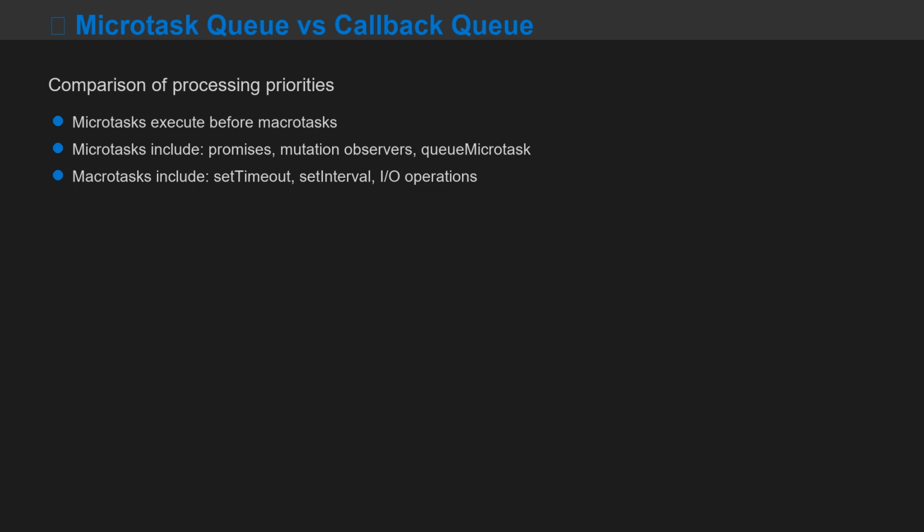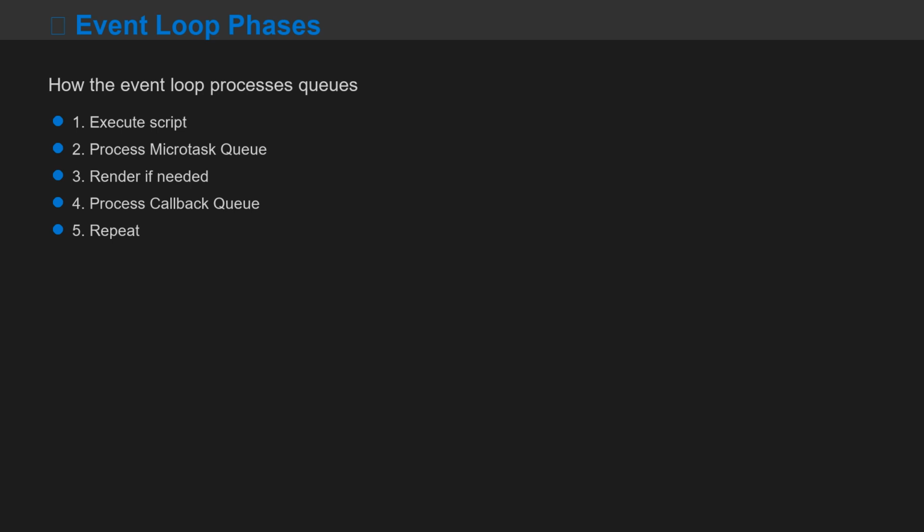Now let's compare Microtask Queue with callback queue. Microtasks execute before macrotasks. Microtasks include promises, mutation observers, and queueMicrotask operations, while macrotasks include setTimeout, setInterval, and I/O operations. The event loop has specific phases.